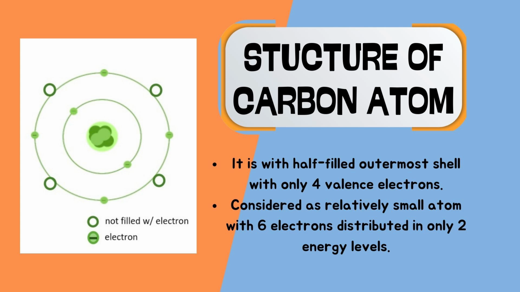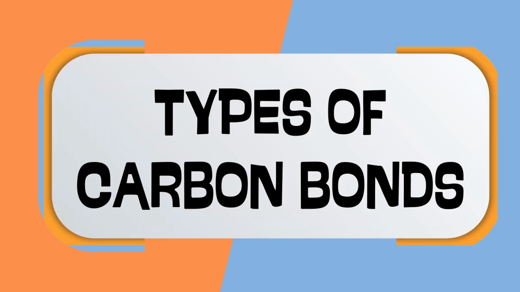So why do we have 4 electrons in the outermost shell? It is because they are responsible for bonding with other carbon atoms, in which these bonds allow carbon to form new compounds by combining with other elements. And that process is called bonding. And with that, in the next slide, we have the types of carbon bonds.